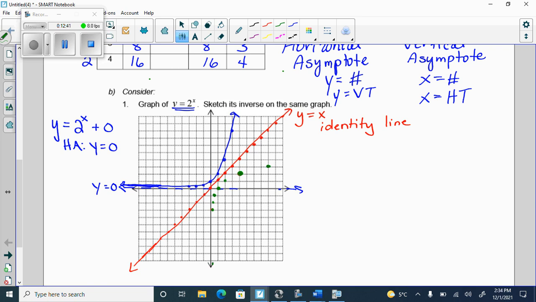So it's running along here. And it's coming along there. And then, instead of having a horizontal asymptote at y equals 0, I now have a vertical asymptote at what? And no invariant points, right? It didn't cross it. This has nothing to do with logs and exponentials.